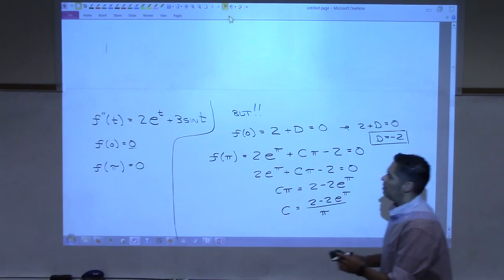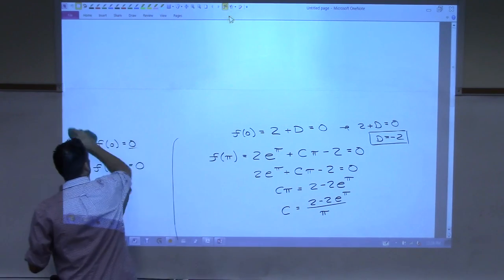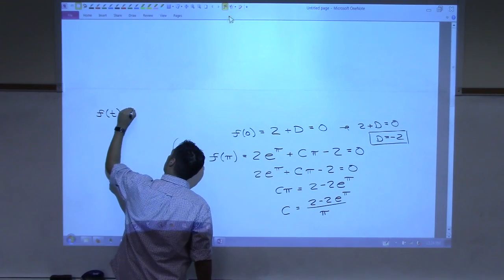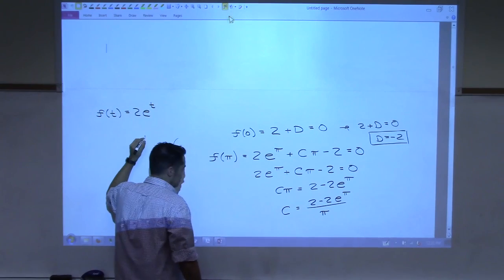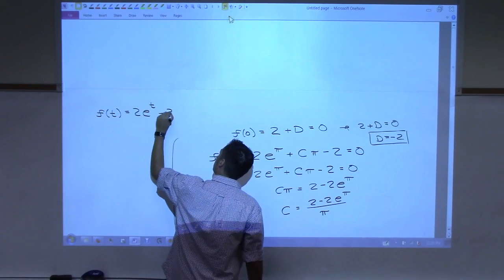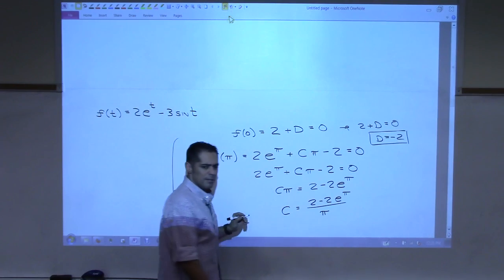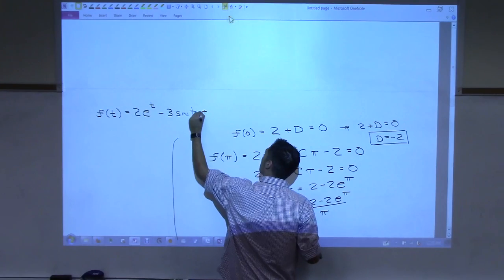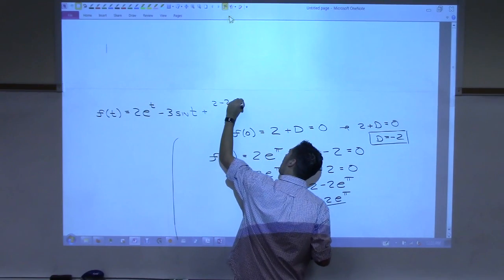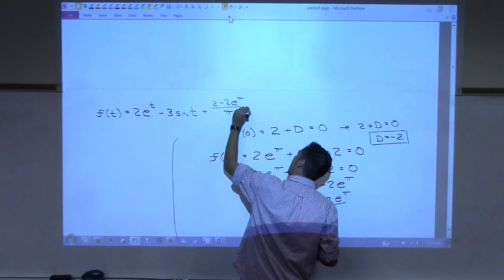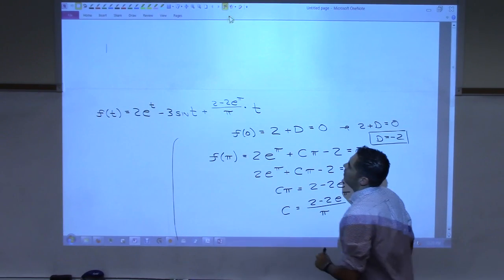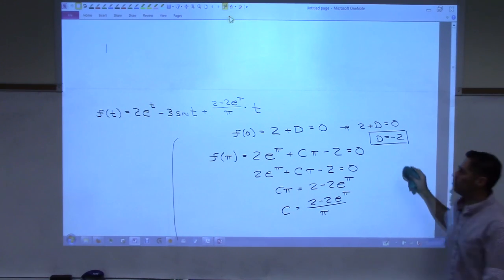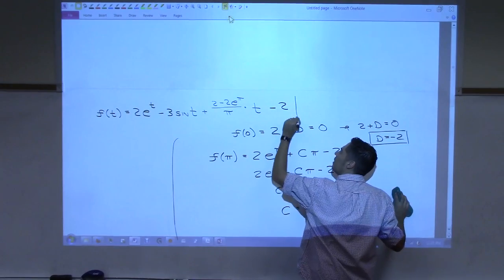So I'm ready to write my final answer, which is the function f. The function f is f of t equals 2e to the t, what was it, minus 3 sine t? Was that it? Yep. Okay, and then it was plus c times t, so plus 2 minus 2e to the pi over pi times t, and then plus d, but d is minus 2. There's your function right there.